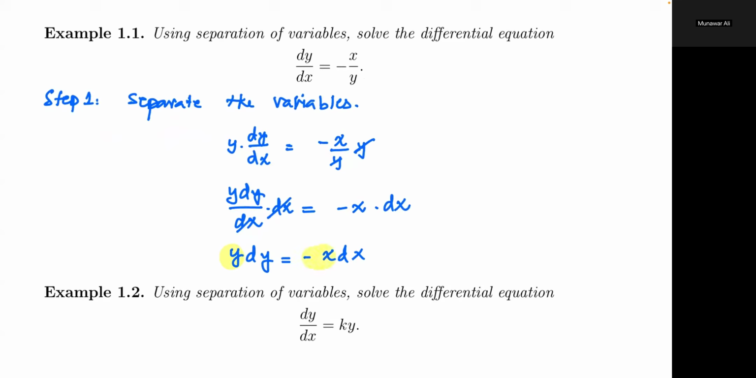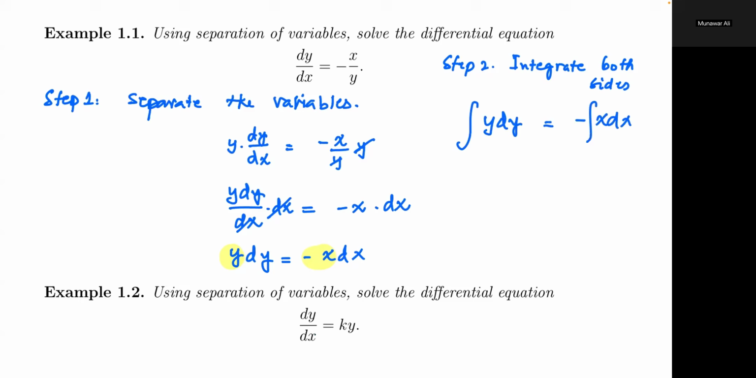Now the second step is, step 2 is integrate both sides. So as I was emphasizing for the last few weeks that we should know integration, so this is the point where we need to apply all the techniques of integration. Maybe integration for this problem is really simple, but you will see this integration can be really hard at some point. It all depends on what the problem is, okay? So you take this y dy, you integrate, you take this negative x dx, you integrate.